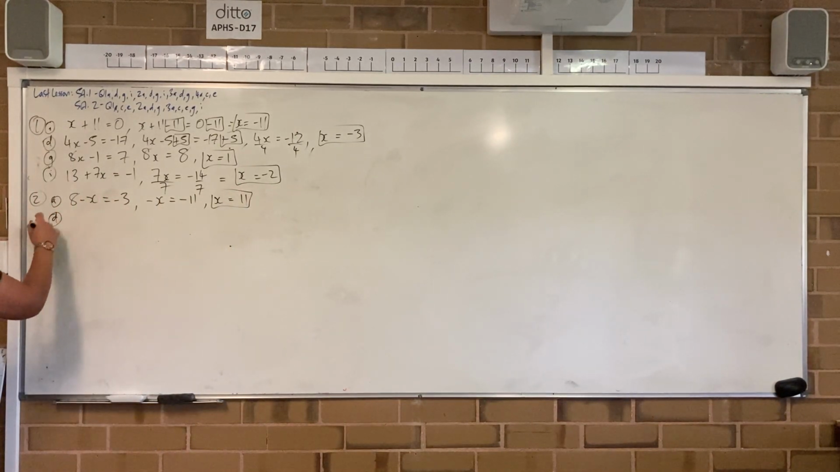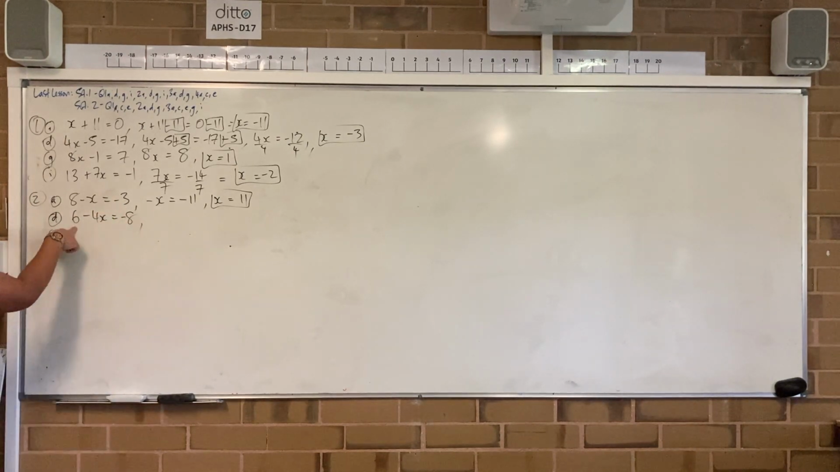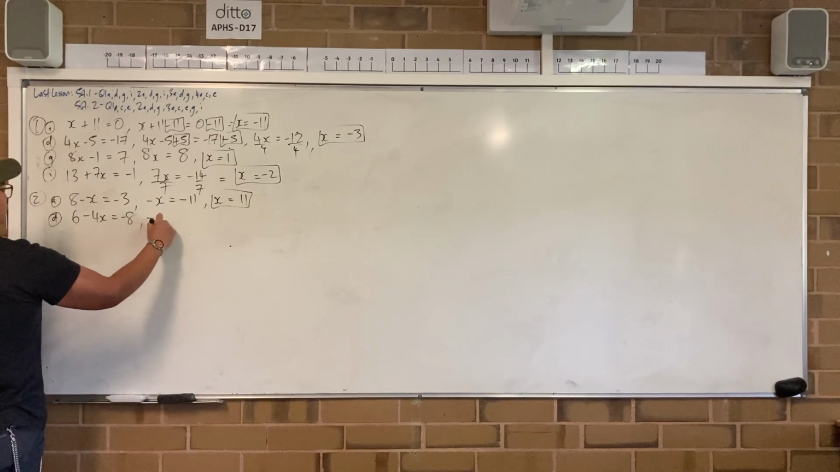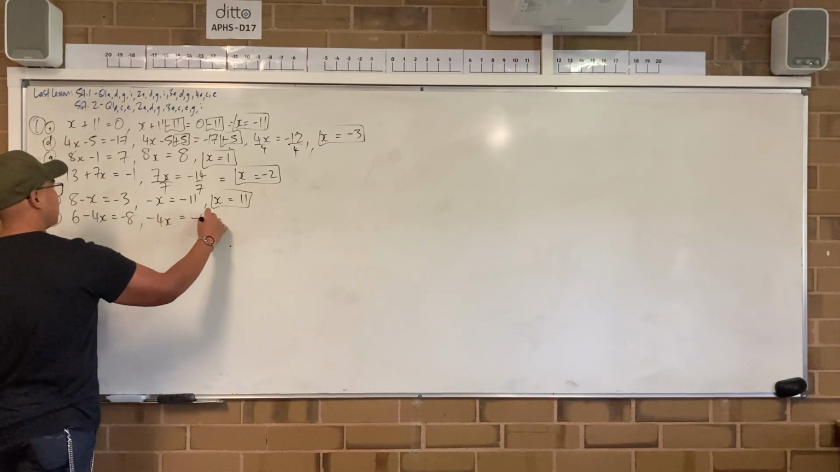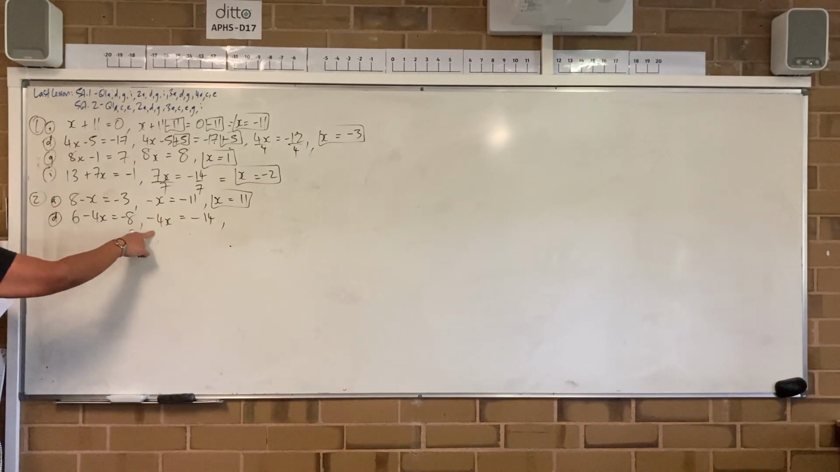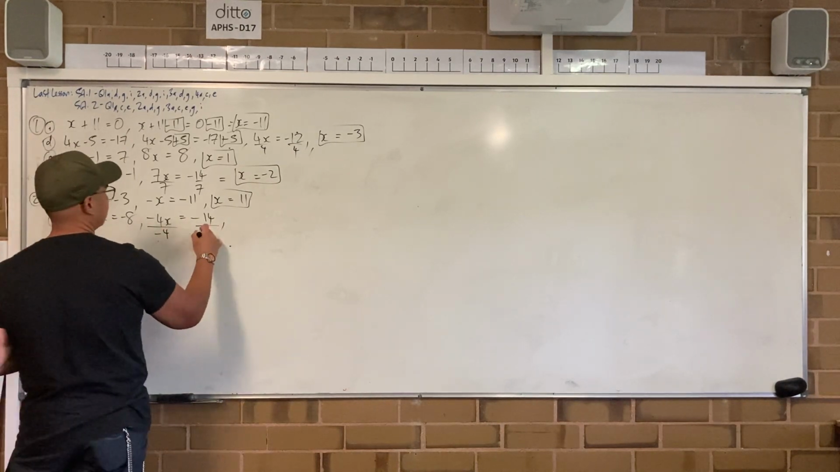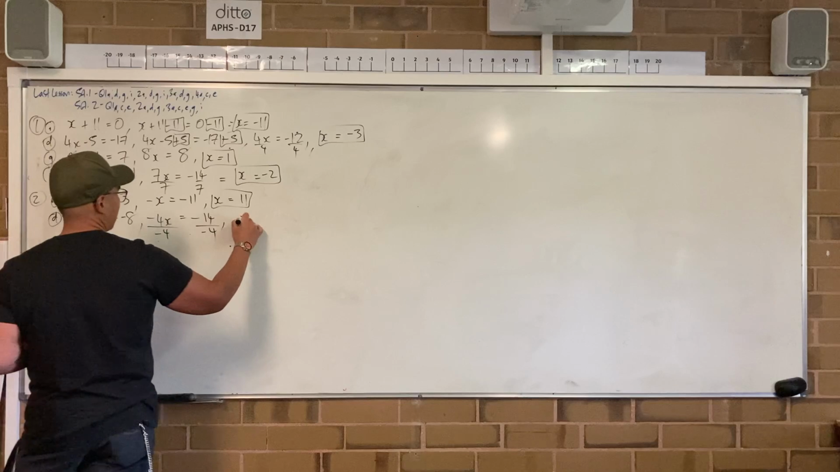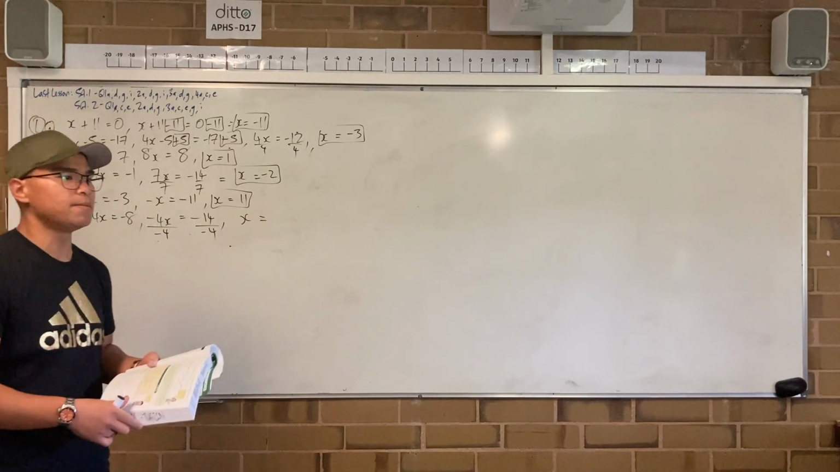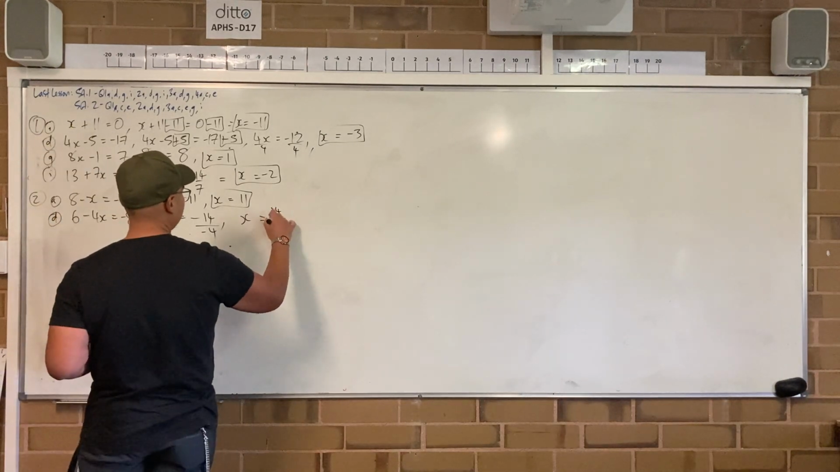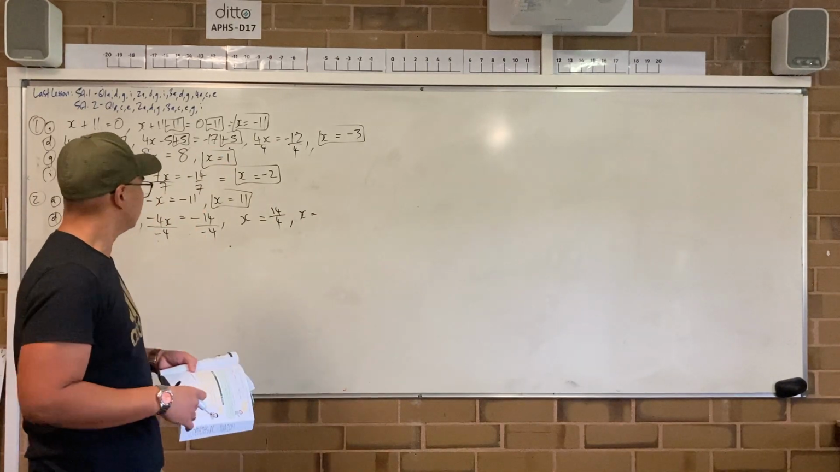D, 6 take 4x is equal to negative 8. What's the opposite of positive 6? Negative 6. What's negative 8 take 6? Negative 14. What's the negative 4 doing to x? So what's the opposite of timesing by negative 4? Dividing by negative 4. Divide both sides by negative 4. X is going to be, if you divide a negative by another negative, what does the answer come out to? Good. So you have that. You have some ability. You're just not using it all in sequence.